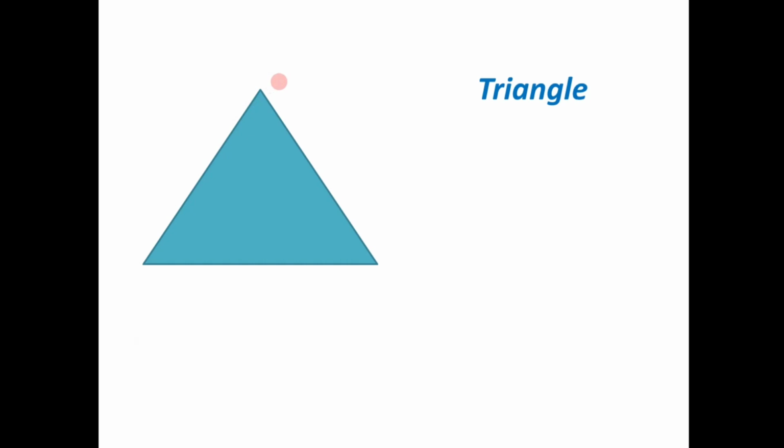Let's have the next diagram, the triangle. So this is the triangle given. Now if we have to find the area of the triangle, let us first name this triangle ABC. We can take any of these three sides as a base, and to find the area of the triangle, we need another concept, the height of that triangle.